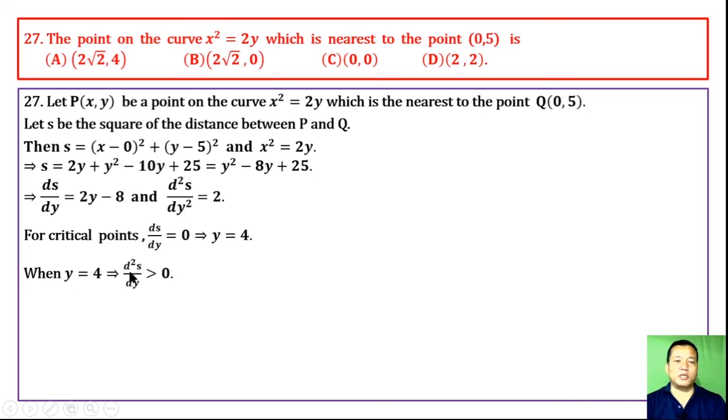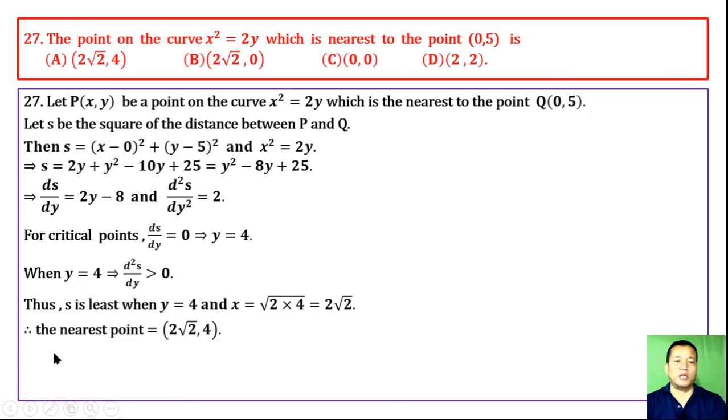When y is 4, the second order derivative is greater than 0, a positive number. Thus, S is least when y is 4 and x is 2 root 2. The nearest point is (2 root 2, 4). The correct option is A.